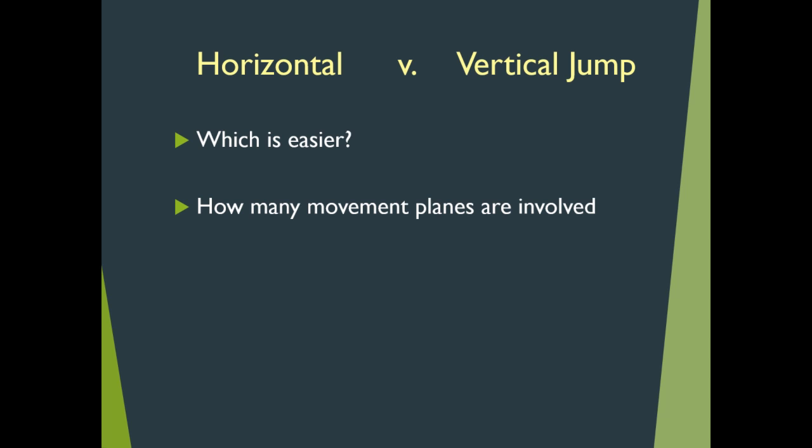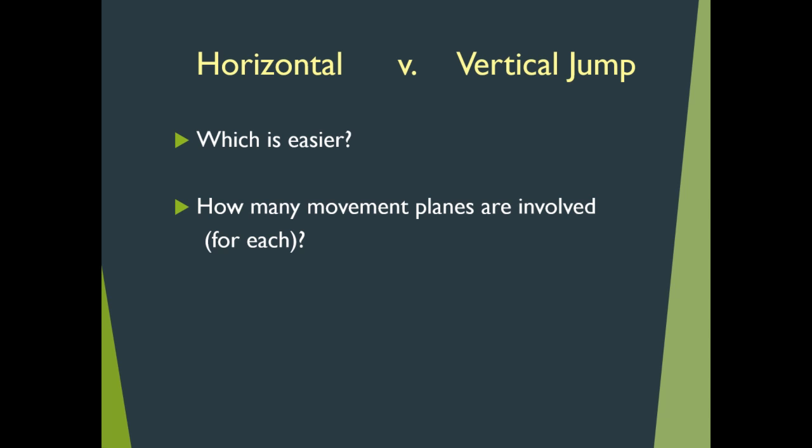It is your task to understand how the jump is accomplished, and I believe there's one challenge in the discussion boards that will deal with this. Basically, when you're asked how many movement planes are involved, it tells you that one movement plane is a requirement for a vertical jump. You only need to go up. Whereas for the horizontal jump, on top of going up, you need to go out. So up and out. So will that answer the first question?